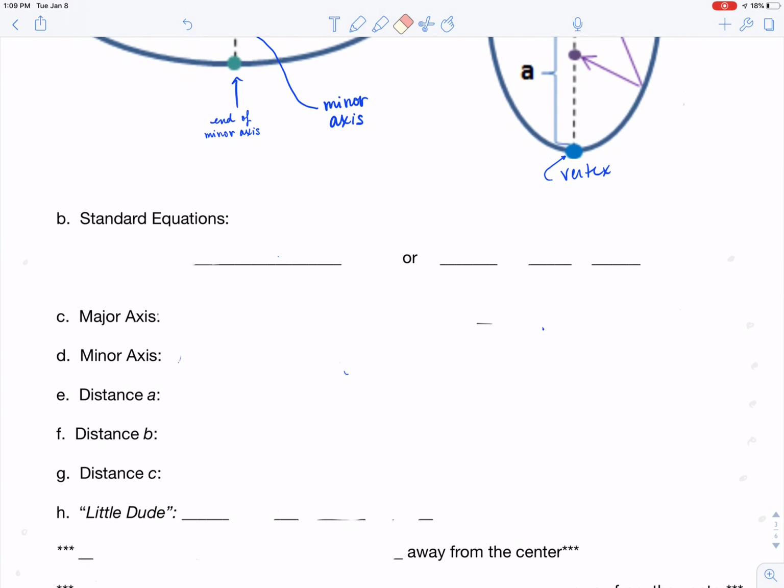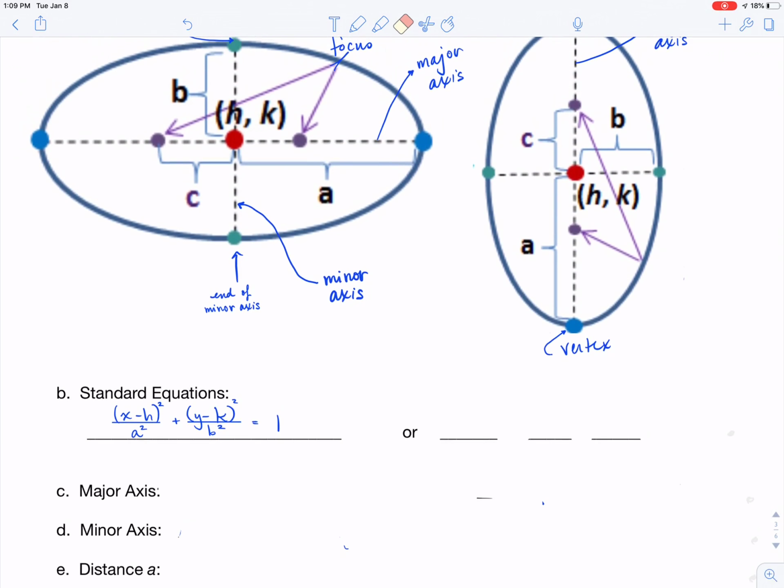The standard equations, you have two of these. You've got x minus h quantity squared over a squared plus y minus k quantity squared over b squared is equal to 1. That particular standard equation goes for the horizontal ellipse. The vertical ellipse looks almost identical. So take a look at it for a second. What exactly is different about those? And you're right, it's going to be that the a squared and the b squared, they're going to be traded.